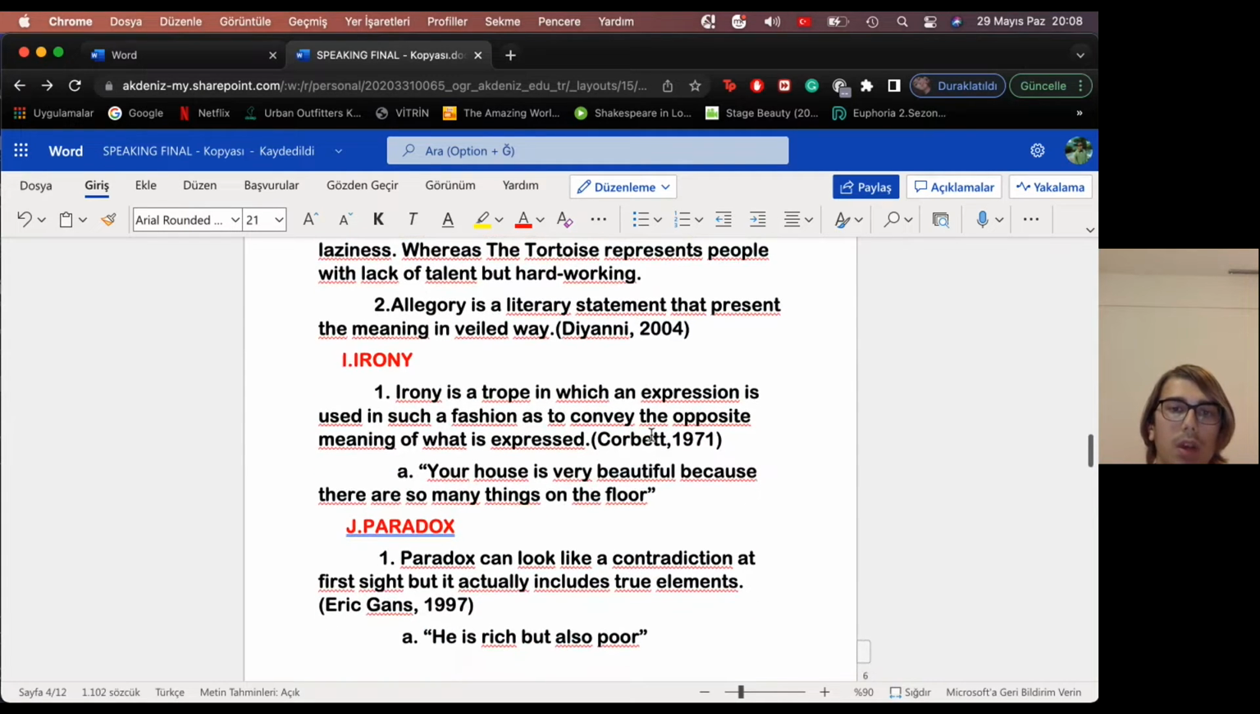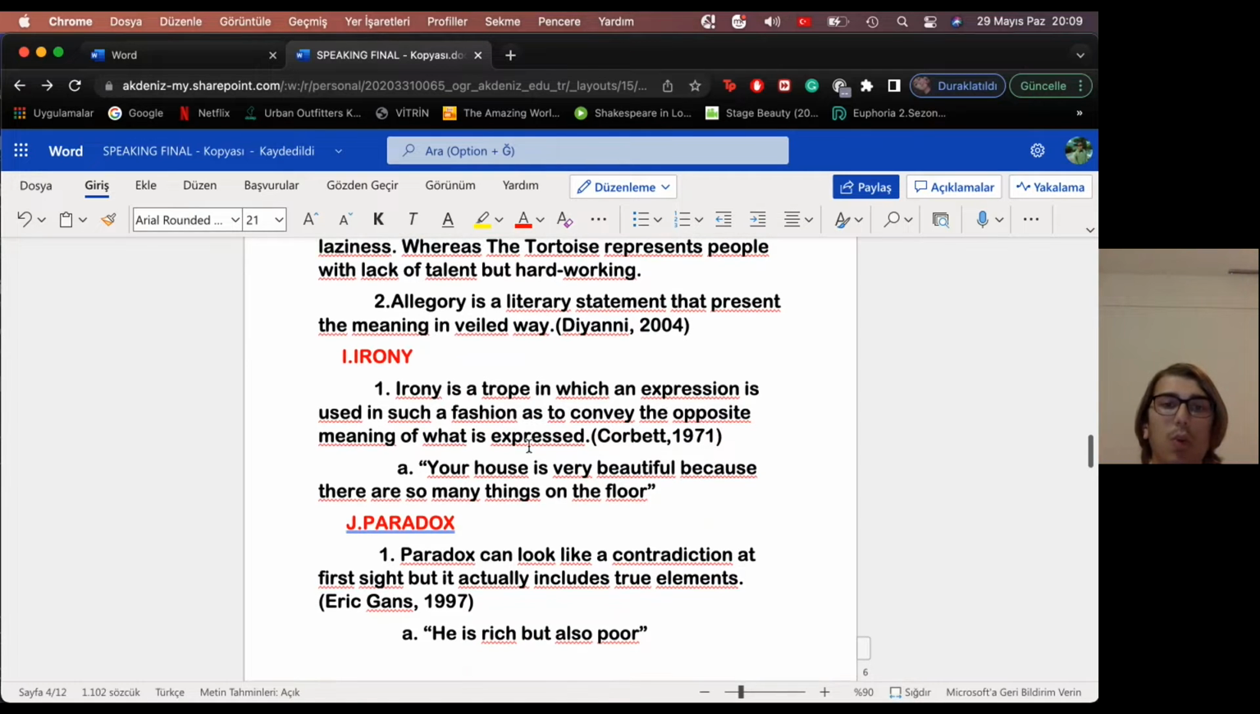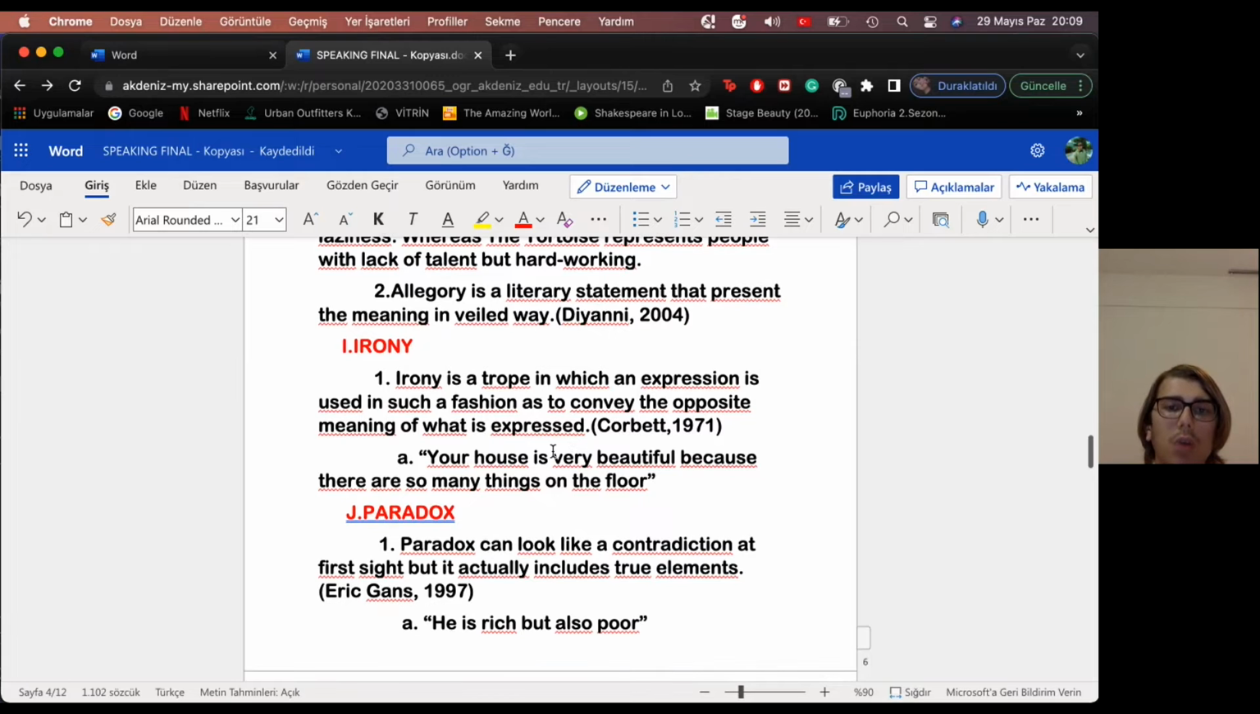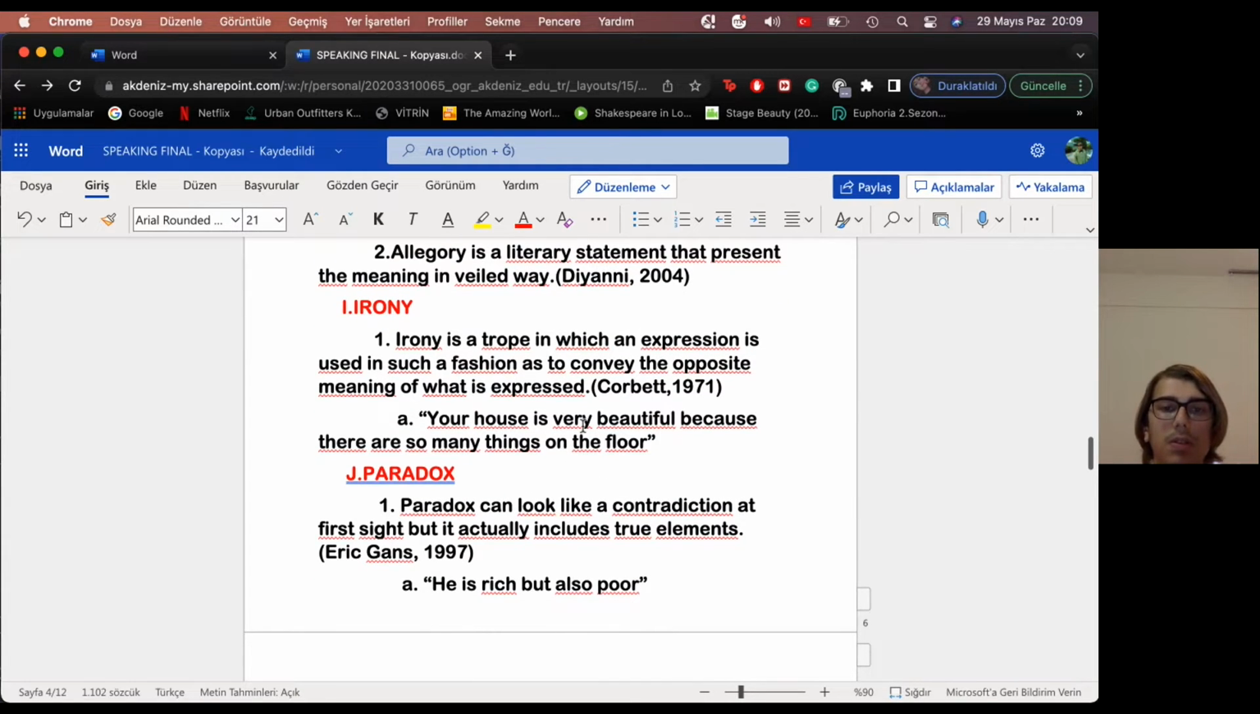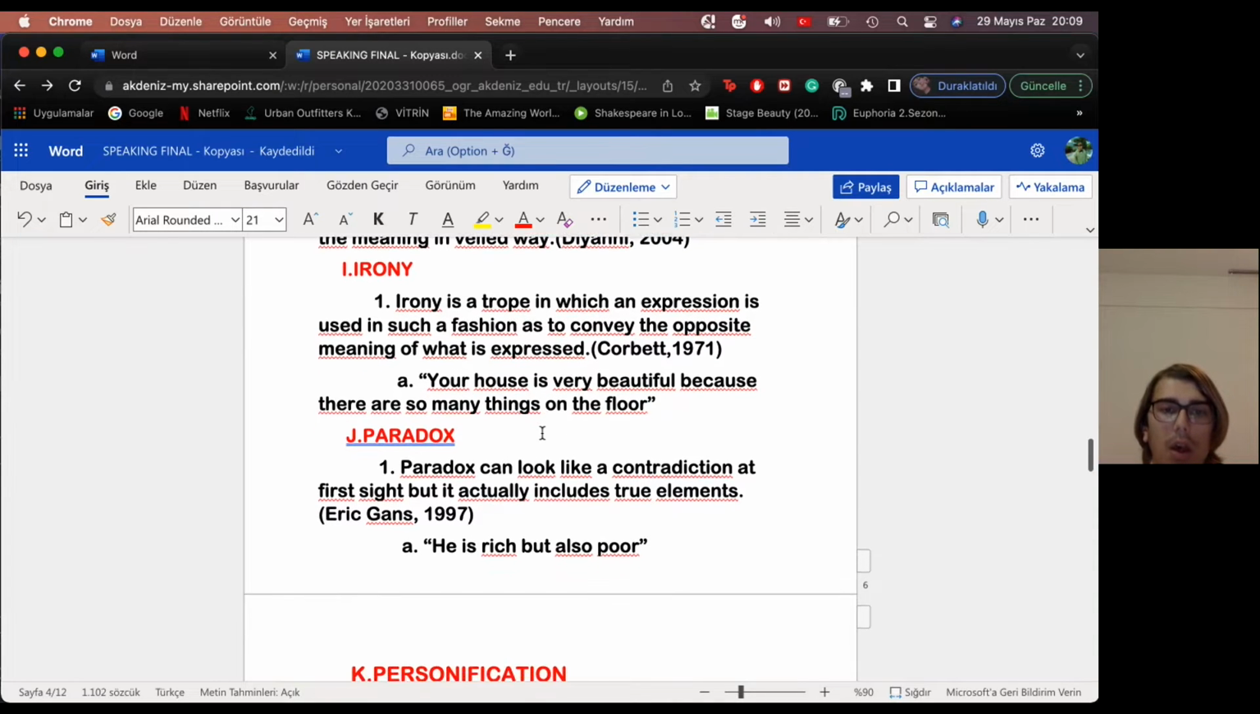Irony is something that conveys the opposite meaning of what is expressed. Your house is very beautiful because there are so many things on the floor. It actually means your house is messy.